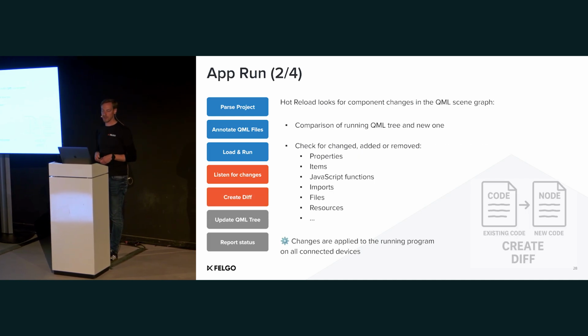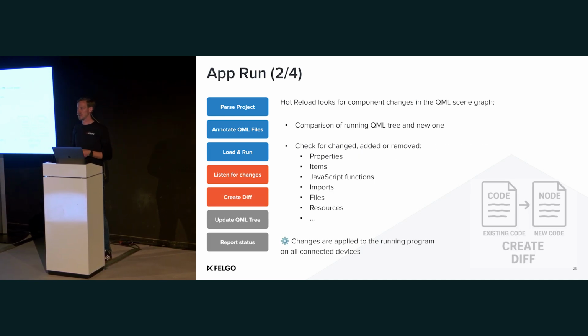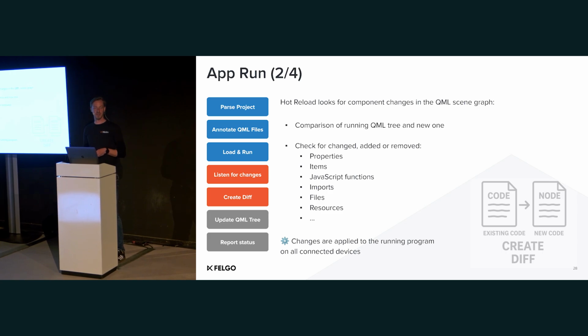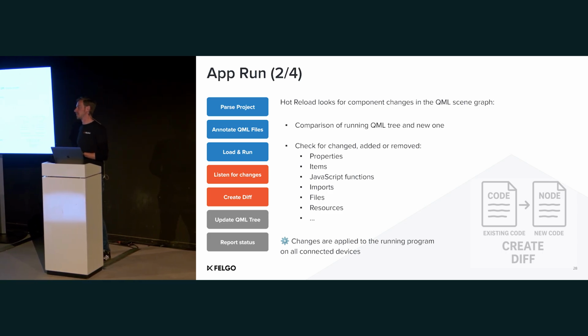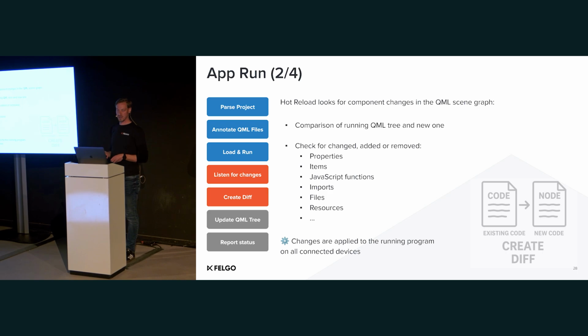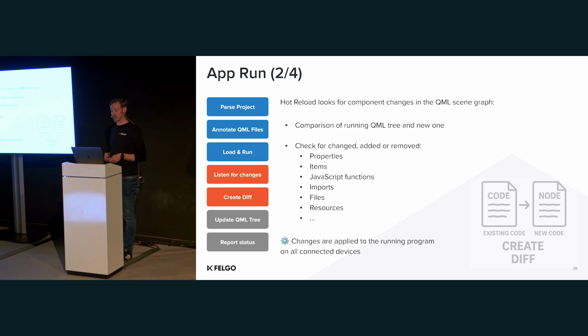Then we create a diff. So hot reload looks for the component changes in the QML scene graph. And this is done by comparing the running QML tree and the potential new one that we created from the changes you already applied to your QML files. And hot reload not only checks for changes, but also for additions and removals. So for properties and property values, for items, for JavaScript functions, for QML imports, for files or other resources.